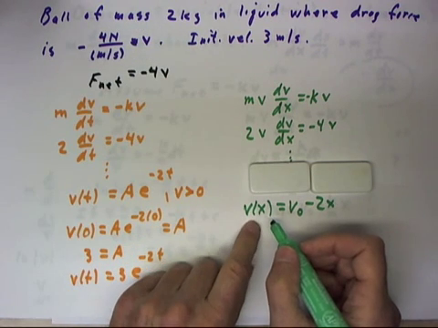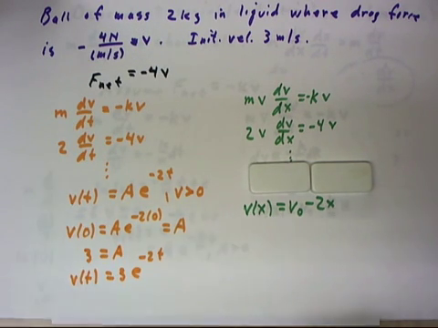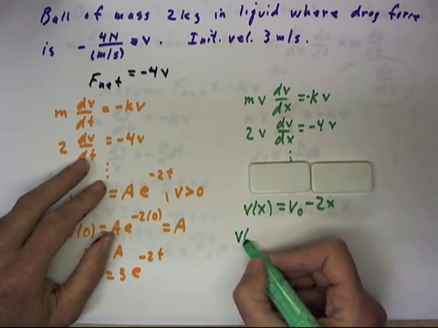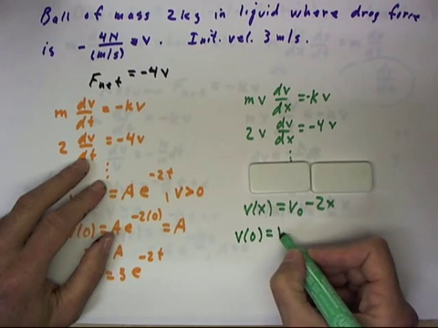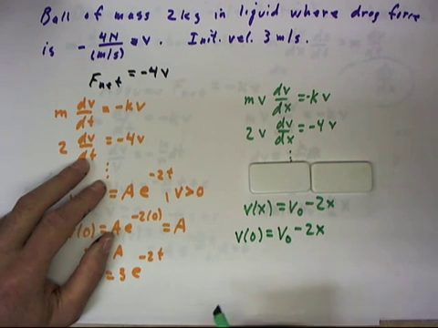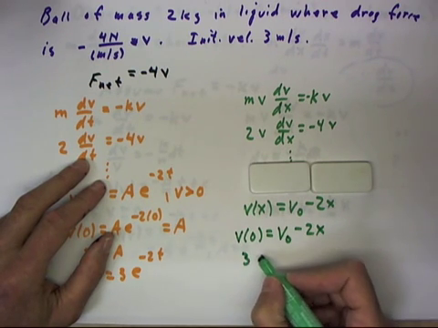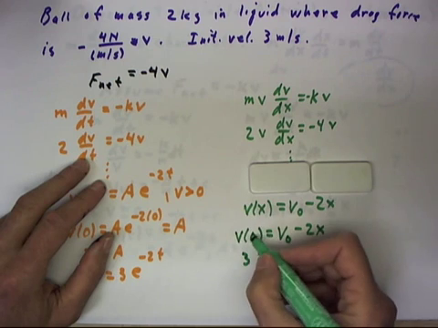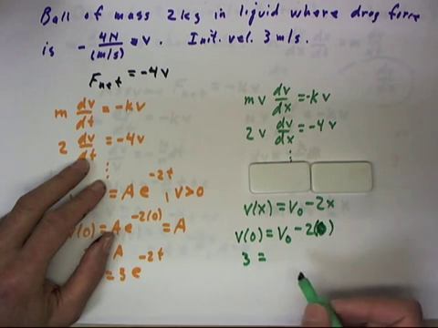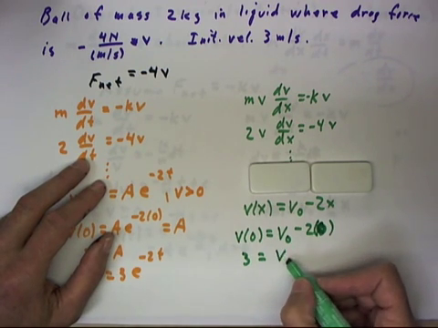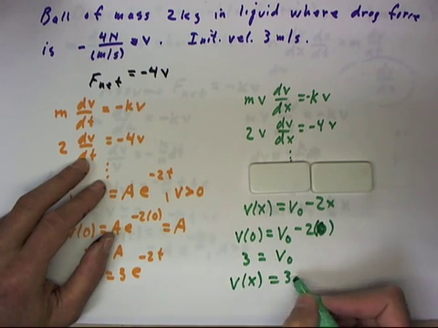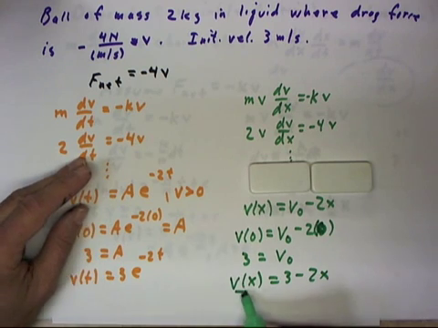Applying our initial condition to the velocity function of x, we find that v(0) is v naught minus 2x, which means that x would be 0, so I suppose we better put a 0 in there, so that 3 would be just equal to v naught, and our function now is v(x) equals 3 minus 2x.